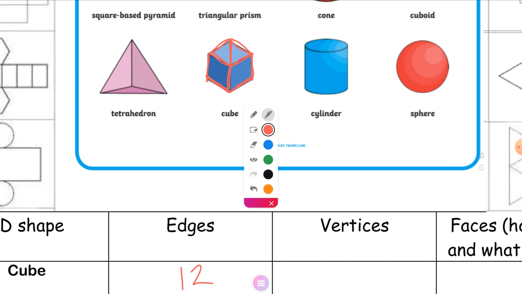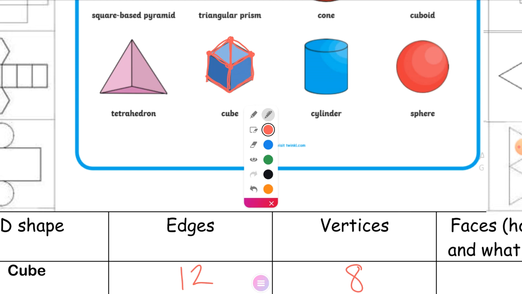Vertices. Paxton, what's a vertice? A corner. How many corners are on a cube? Do you have that first one down? Brant? 8. Because there's 1, 2, 3, 4 on the top, so there also have to be 4 on the bottom. So there are 8 vertices.